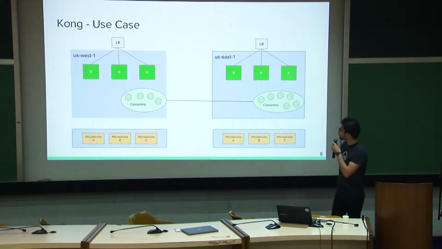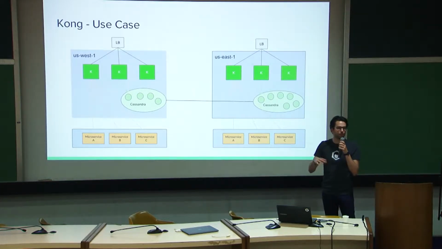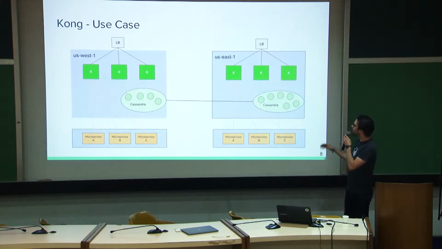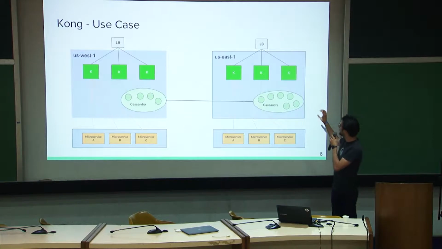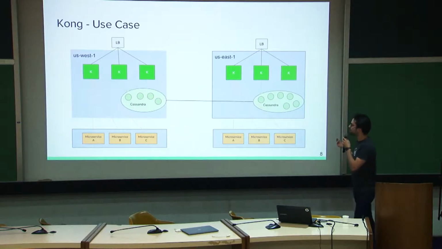In terms of use cases, sorry for my drawing skills. If you have a microservices architecture and your microservices are replicated into multiple data centers, you want a way to have your data replicated across those data centers, and an easy way to do it is just to rely on Cassandra to do it.